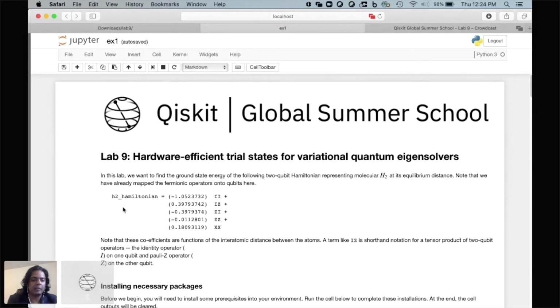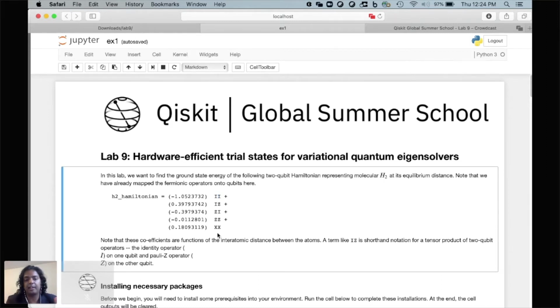In particular, we're going to use the example of hydrogen, and this was something I spoke about in my lecture as well, where these terms represent tensor products of these Pauli matrices acting on the first qubit and acting on the second qubit.